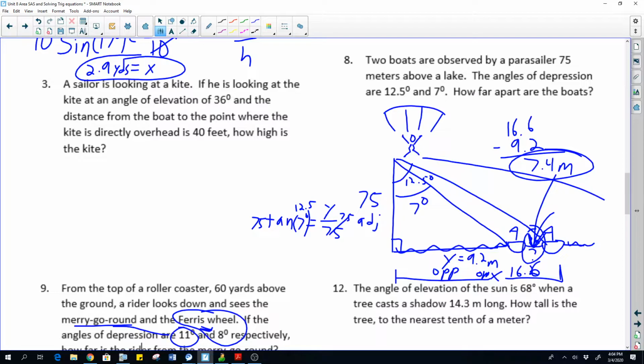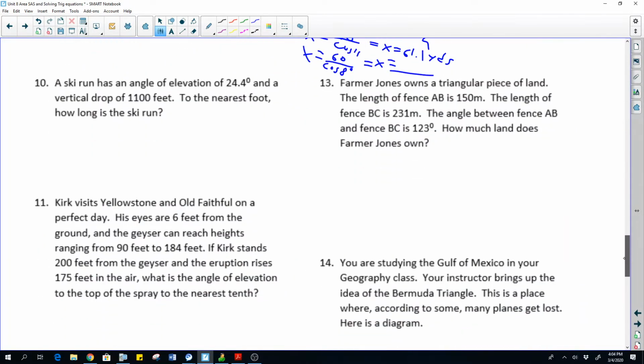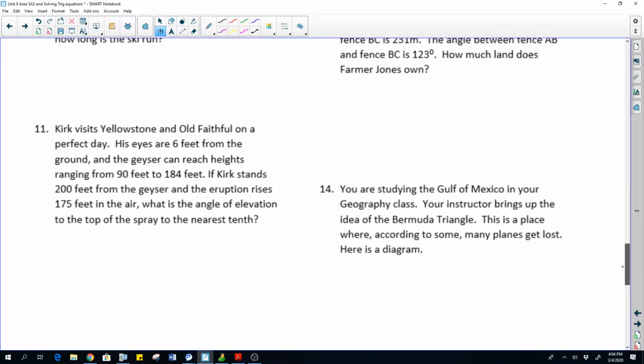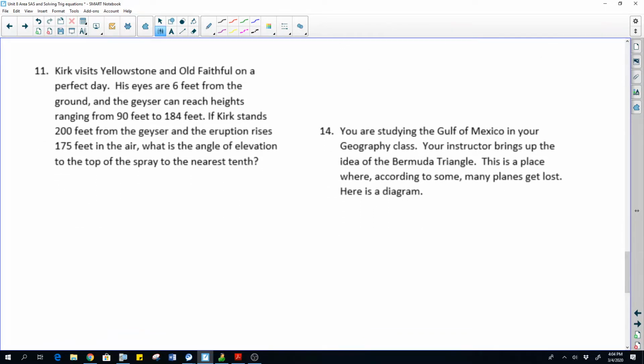We'll look at 11 and maybe the last one. Okay, so number 11, we have Kirk visiting Yellowstone and Old Faithful on a perfect day. His eyes are 6 feet from the ground. So let's go ahead and draw him. There's their eyeballs. Smiley face. Okay, so 6 feet off the ground are his eyes.